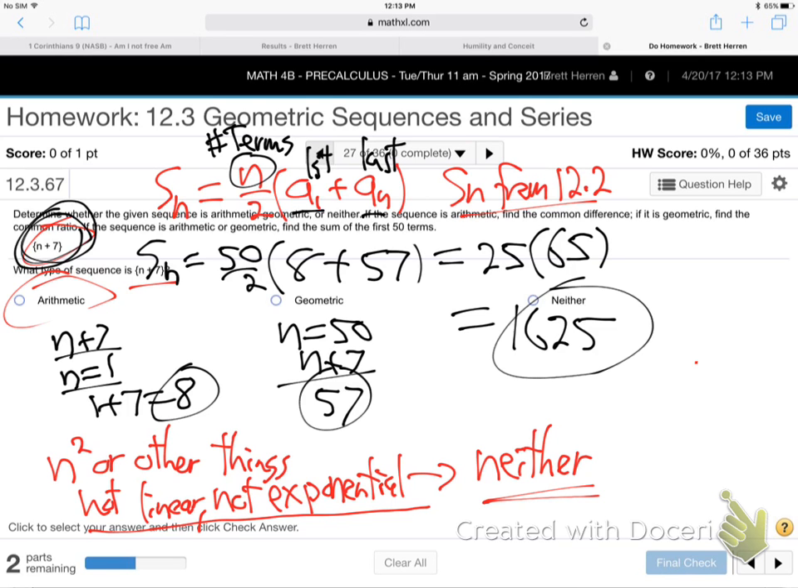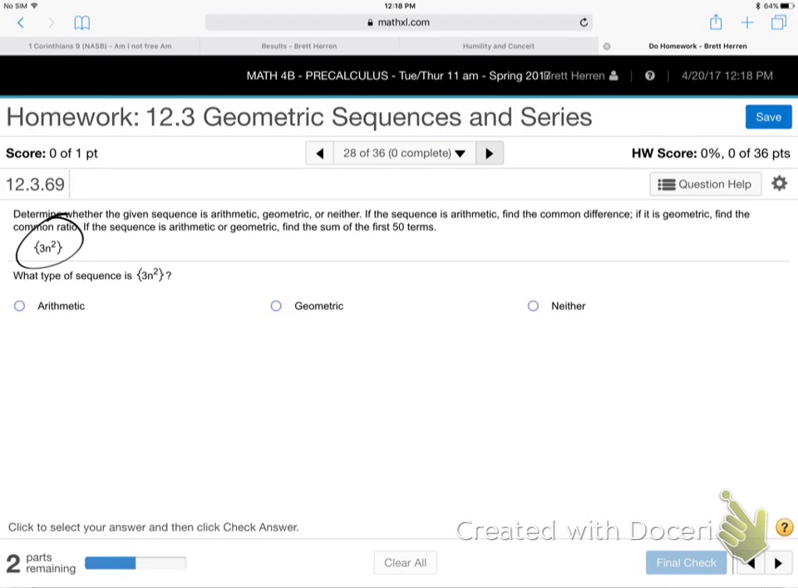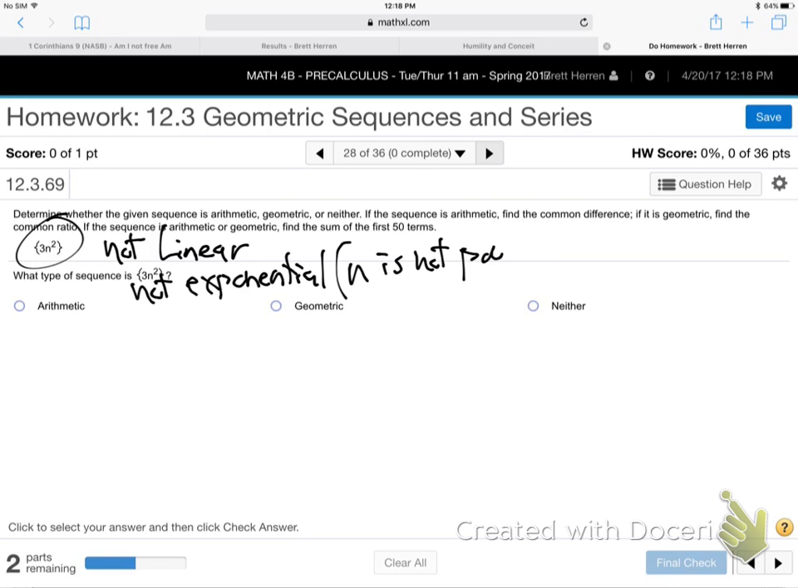All right, let's try. Okay, so 3n squared. Is that arithmetic, geometric, or neither? Yeah, it's neither because it's not linear. It's not first power. And it's also not exponential. Now, I want to make sure you're clear on that because you might go, what do you mean it's got powers? Meaning n is not in power. Exponential is not just powers, but the letter in power. Like if it was 3 times 2 to the n, that would be exponential. If the n itself got into the power zone, that's exponential.